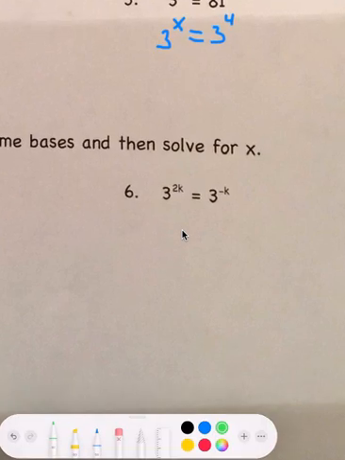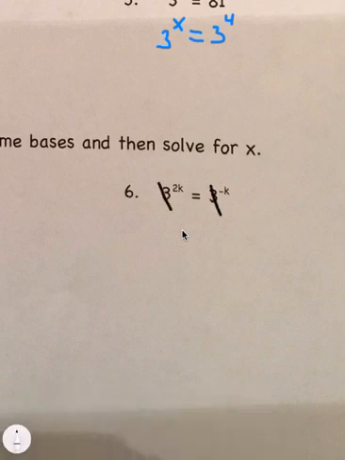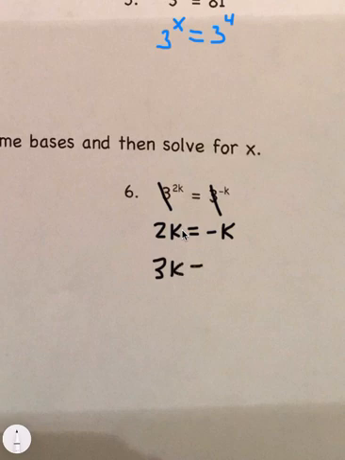And last one, 3 to the 2k equals 3 to the negative k. Well, get rid of the 3's. They both have the same base, so now set the exponents equal to each other. 2k equals negative k. I always get people on this one. This just means add k to both sides. 3k equals 0. k equals 0.